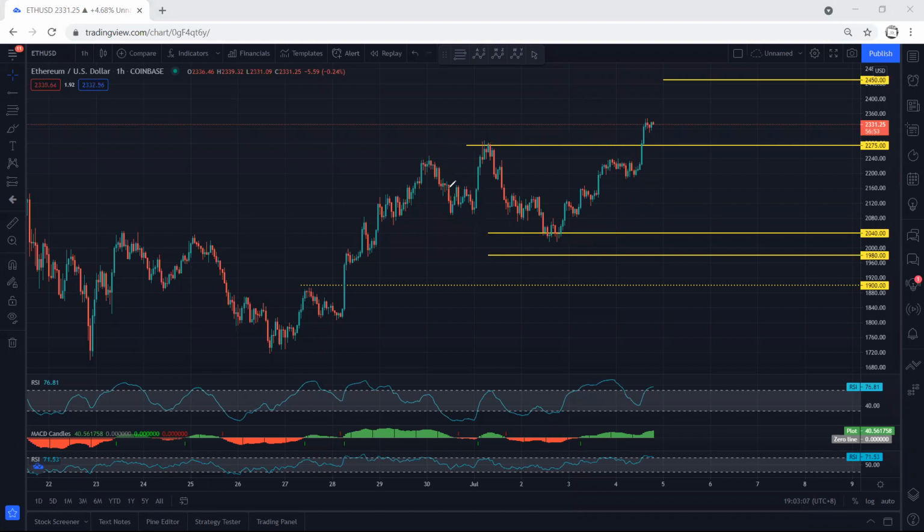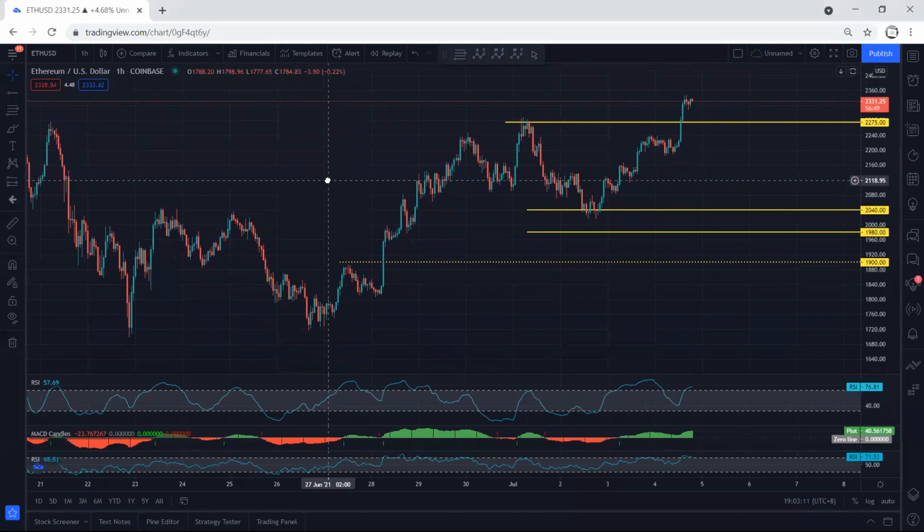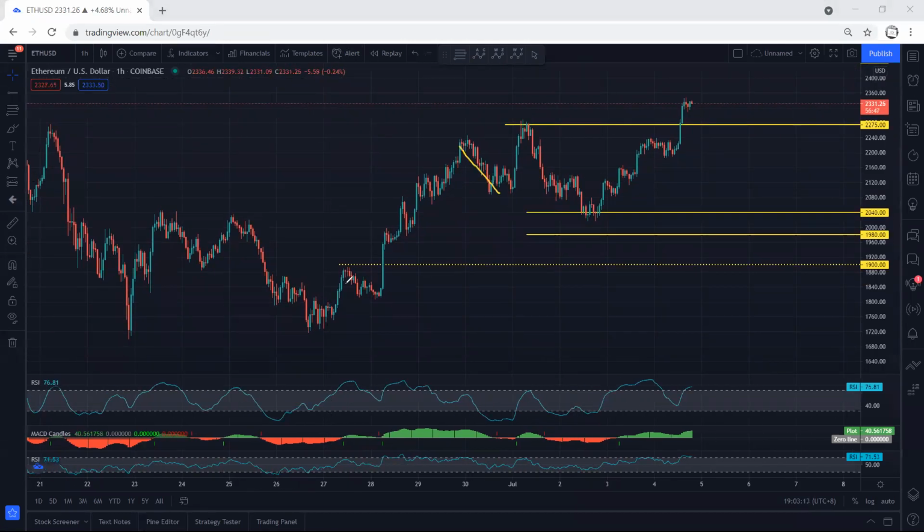Anyway, if we refer to our last analysis, we mentioned the first thing we have been looking for is to put this correction relative to this, and in the bigger picture we point to this. That's why I mentioned if the price cannot break 2275, then we can expect to get a deeper correction.